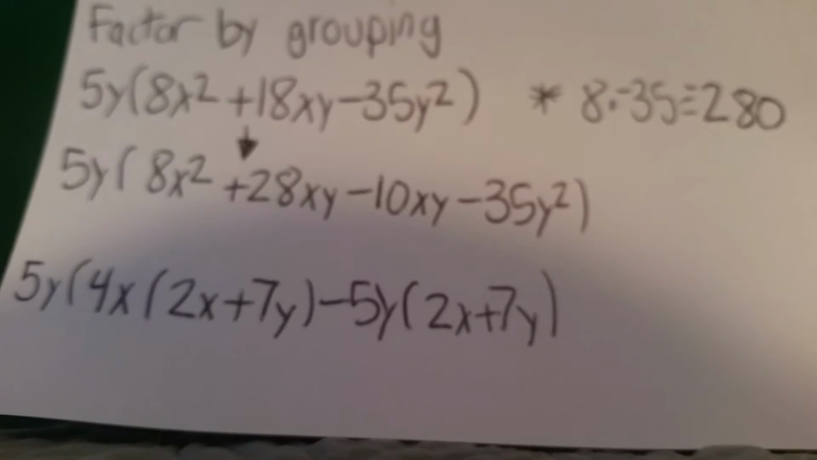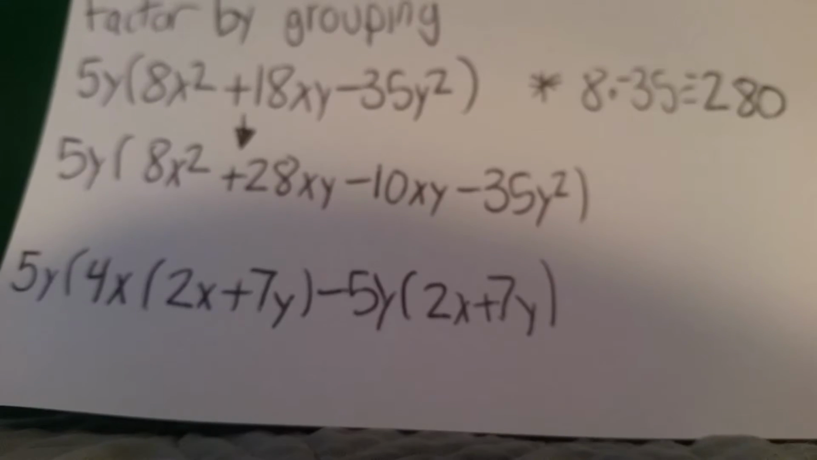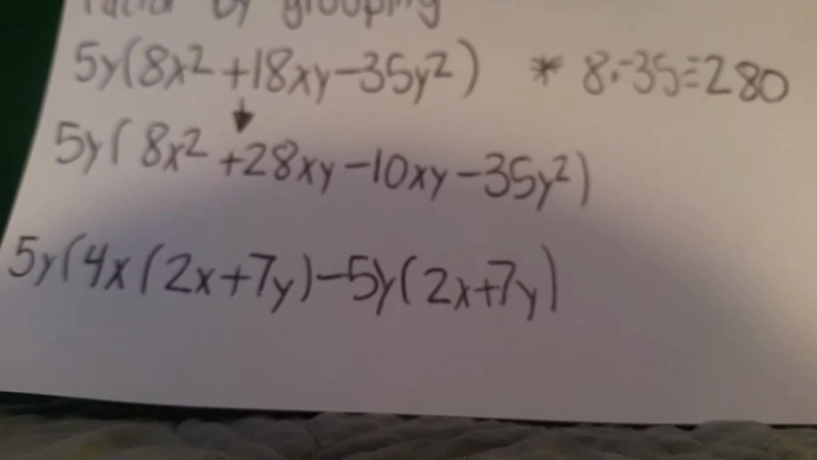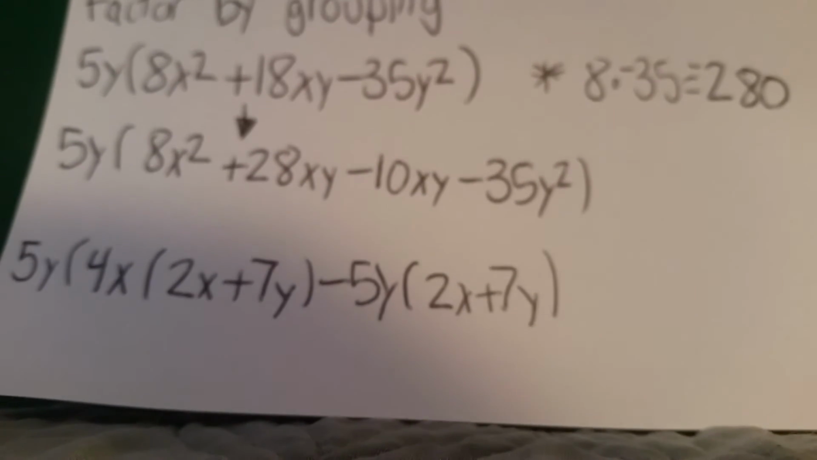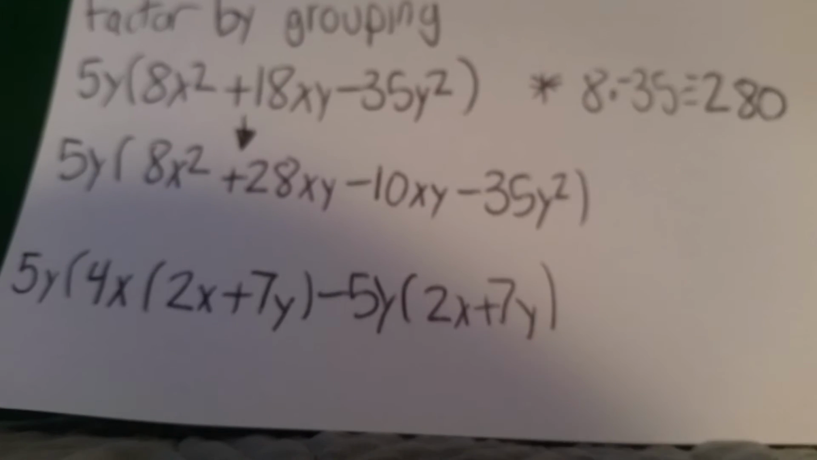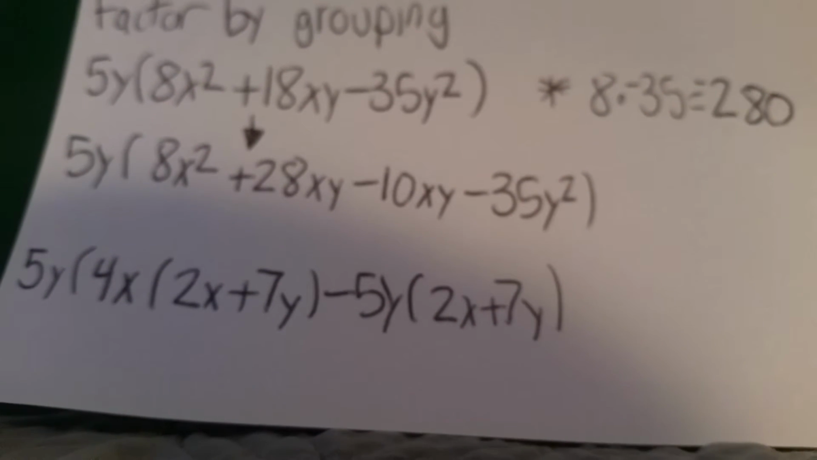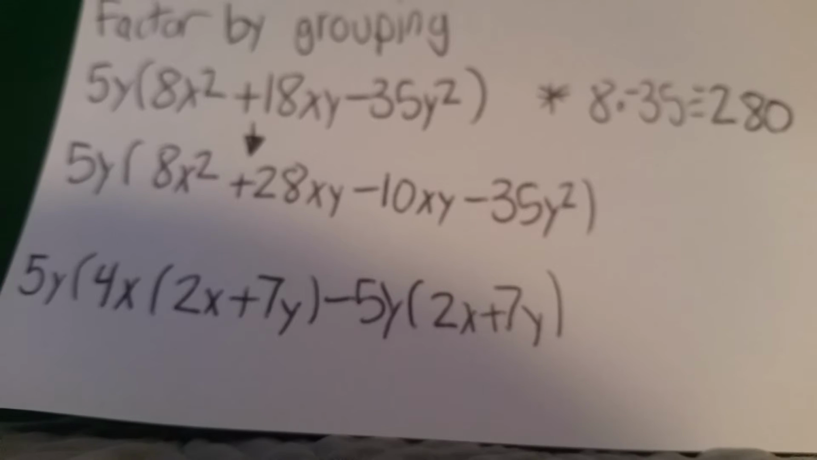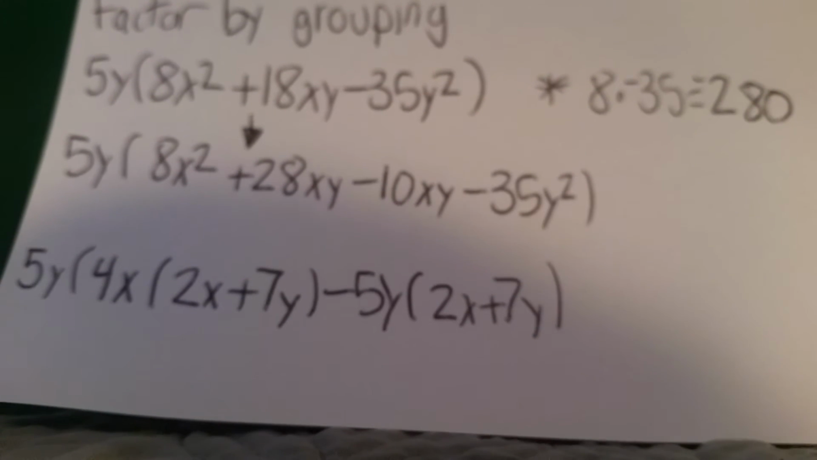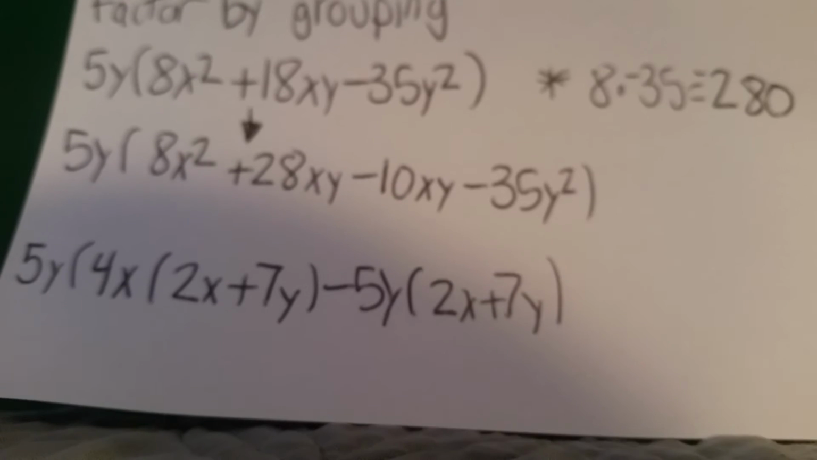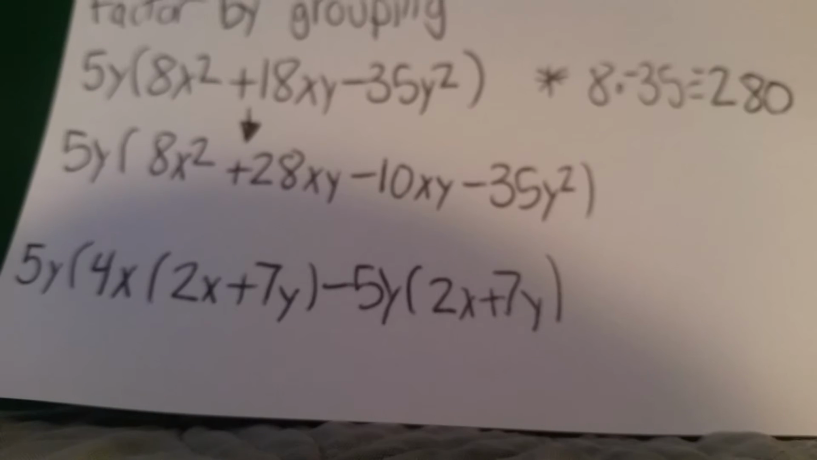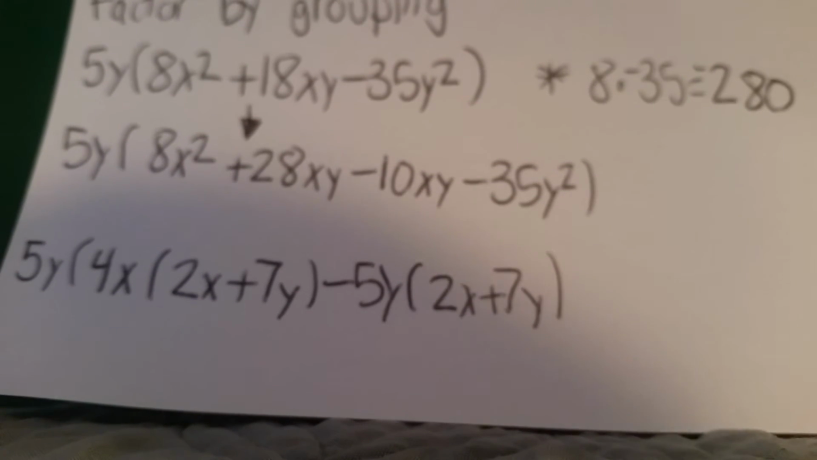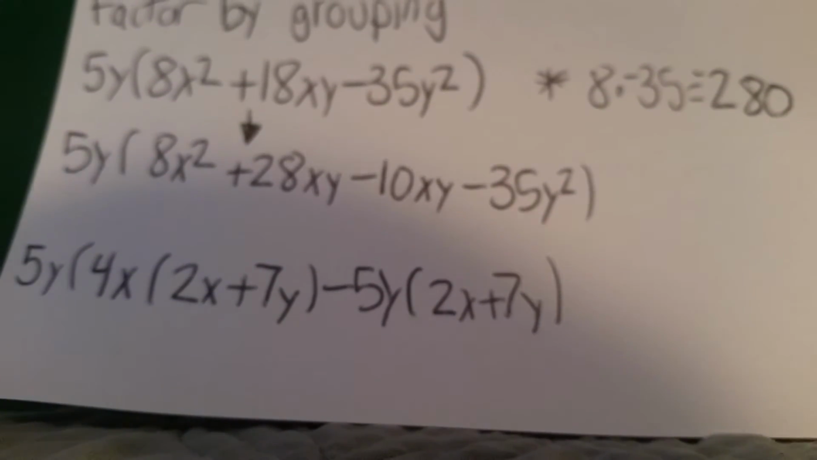The next step is to try to find any common variable in the first two parts inside the parentheses. So I found that 4x comes out easily in the first two parts, so it would be 5y. So it would leave you with 2x plus 7y. So you would just move the 2x plus 7y to the right and try to figure out a number that would make 2x plus 7y equal to negative 10xy minus 35y squared, which was negative 5y.